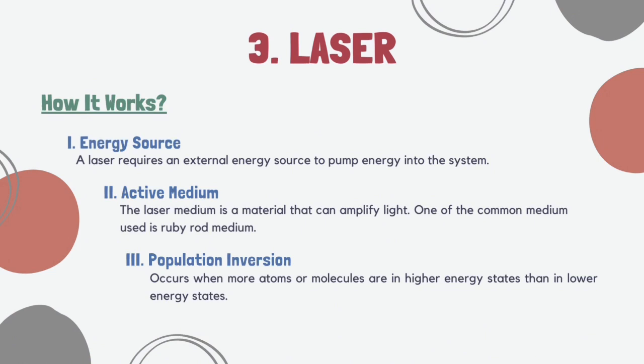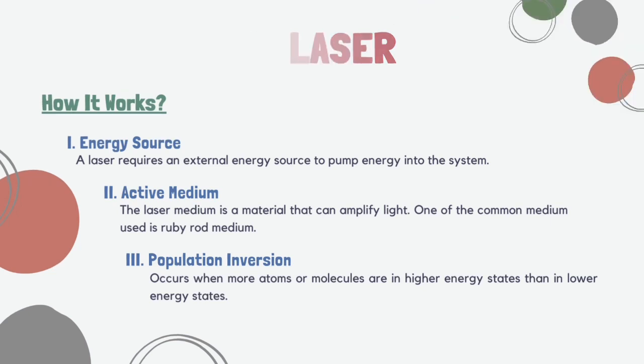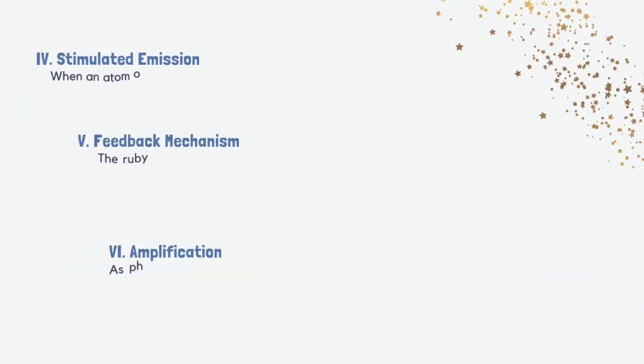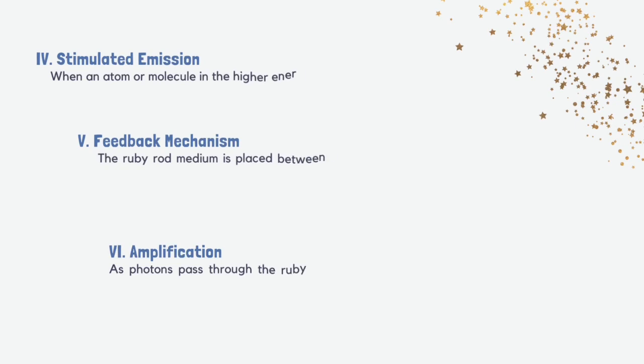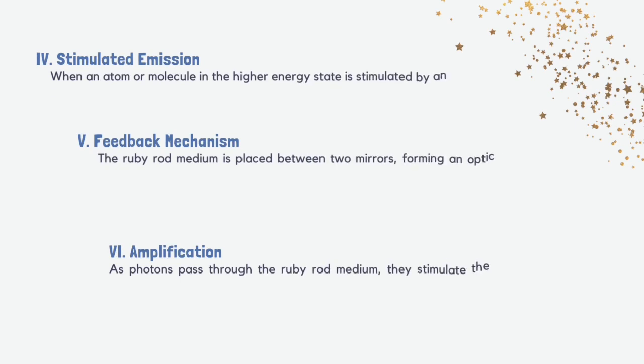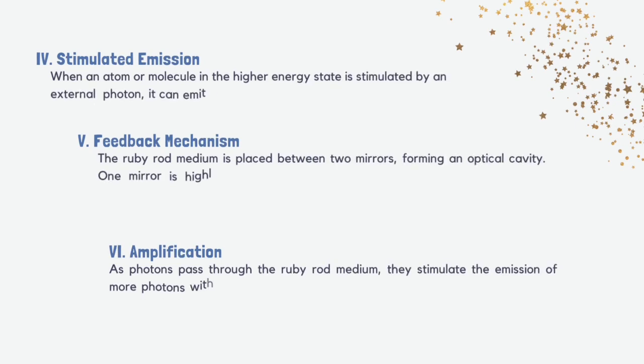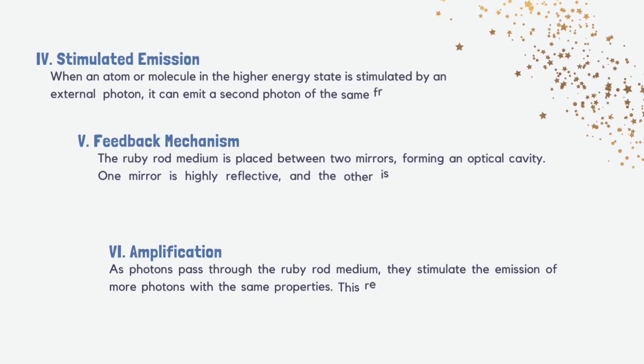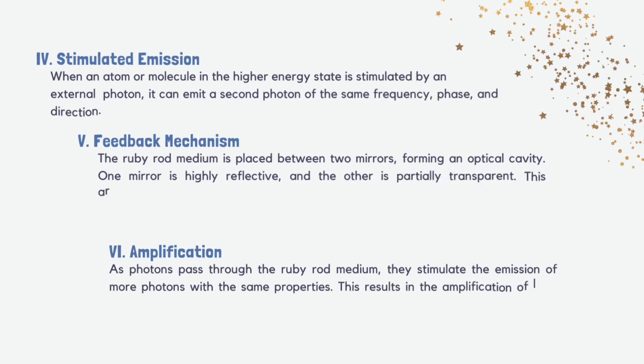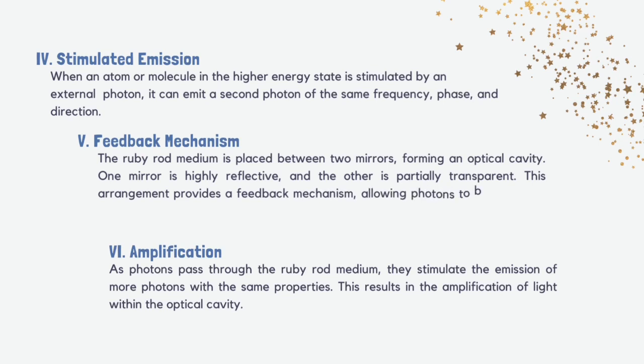Third, population inversion. Population inversion occurs when more atoms or molecules are in higher energy states than in lower energy states. Fourth, stimulated emission. When an atom or molecule in the higher energy state is stimulated by an external photon, it can emit a second photon of the same frequency, phase, and direction.